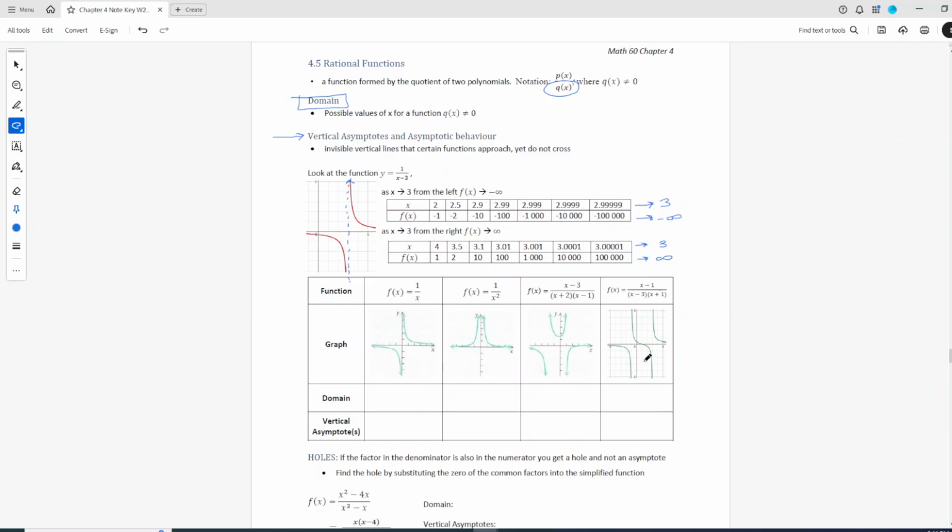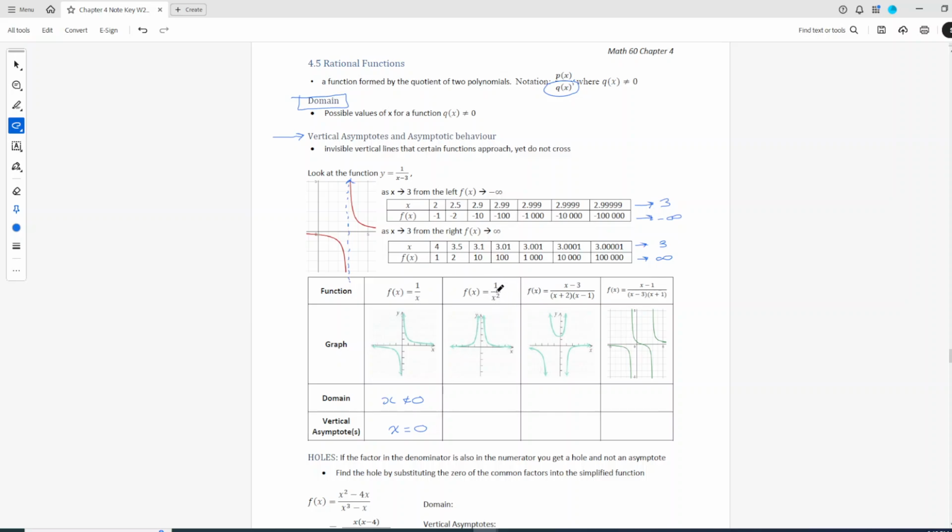So let's look at 3 different examples of pictures. This first one I have y equals 1 over x. This is kind of like your classic or your base rational function. This would have a domain that x cannot equal 0 because you have just an x in the denominator. And your vertical asymptote is whatever that domain can't equal. So if you have a domain of x cannot equal 0, your vertical asymptote is x equals 0.